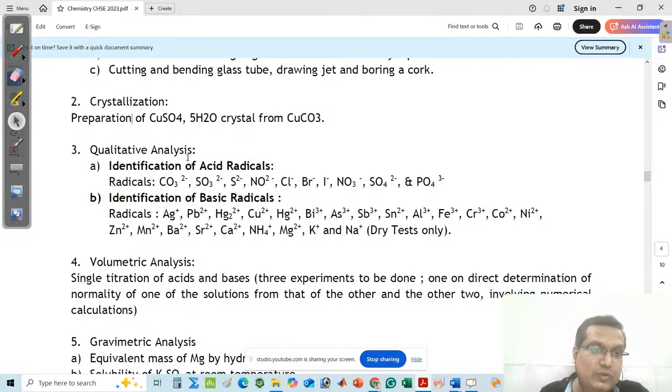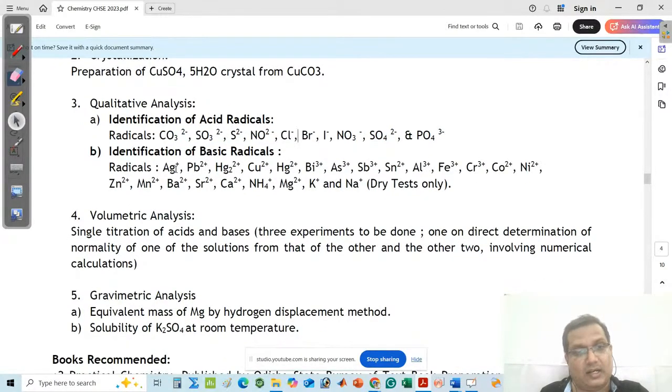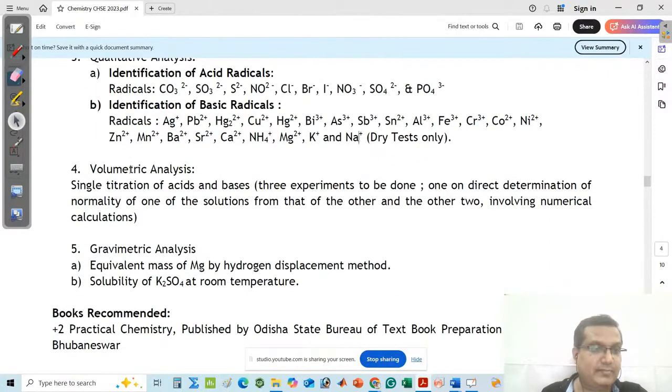Next experiment is qualitative analysis. Here you identify the acid radical and basic radical present in a salt. The listed acid radicals are given here. Next is the basic radical. You should find the basic radical in a salt. These are the list of basic radicals. Generally, you focus on the dry test.